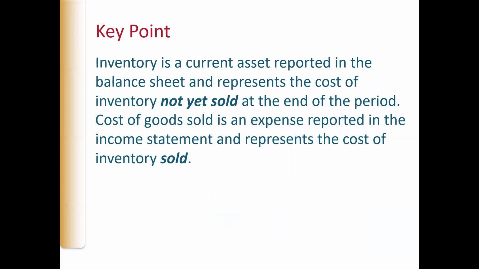Again, I'm kind of highlighting this, but inventory is a current asset. The items sitting in that inventory account have not yet been sold. But when an item is sold, it transfers out of inventory, or inventory is credited. Cost of goods sold is debited.